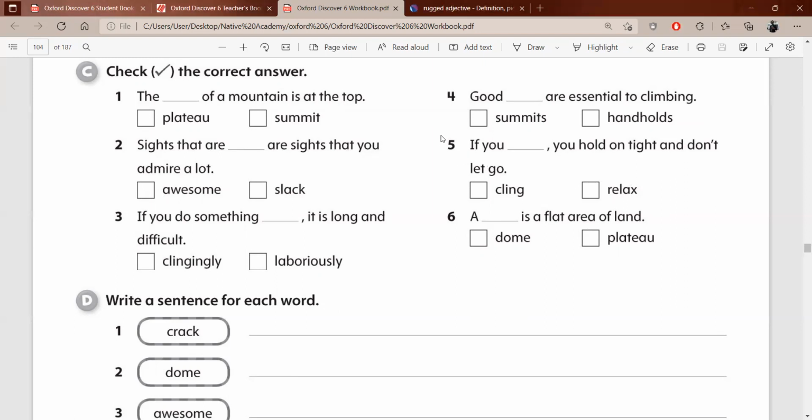Okay. Number five. Read the sentence. If you want, you hold them tight and don't let go. Cling. To cling is to hold something tight. Okay. And number six: a plateau, a flat area. And what if the area is rounded? It's not flat. Here, a plateau is a flat area of land. Okay, what about the rounded area or the rounded building? It's the dome, of course.